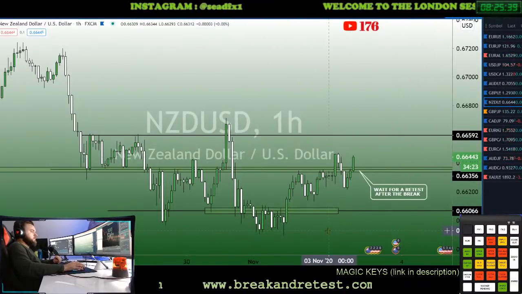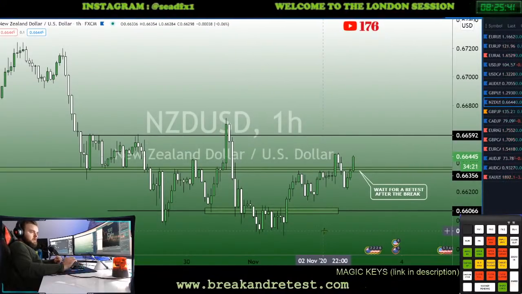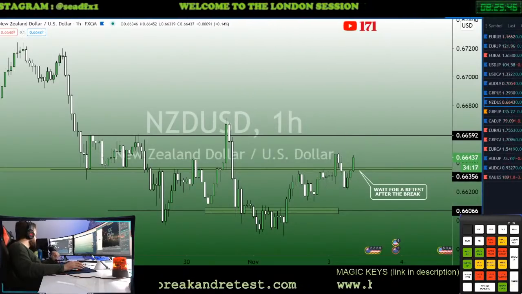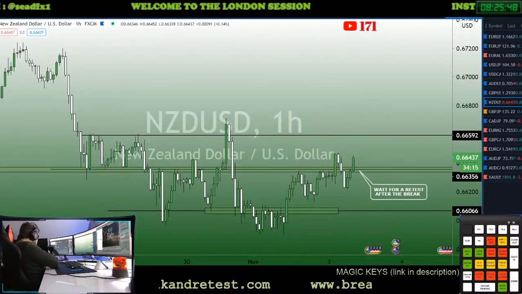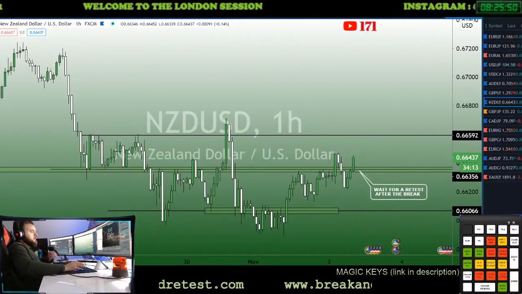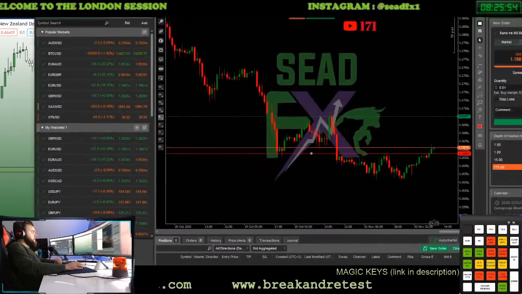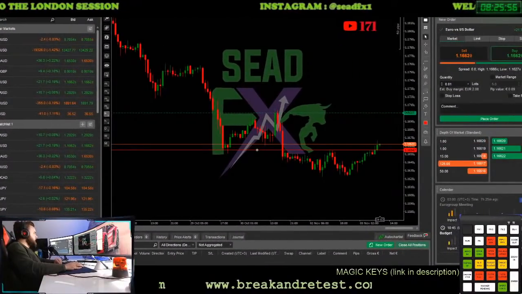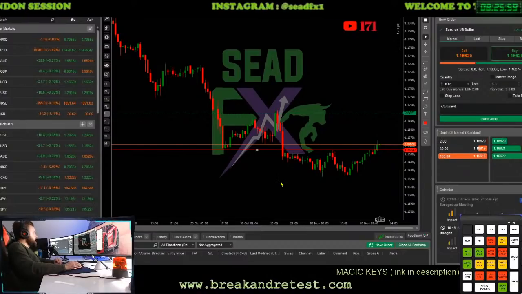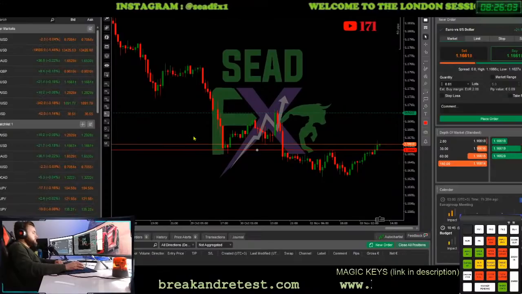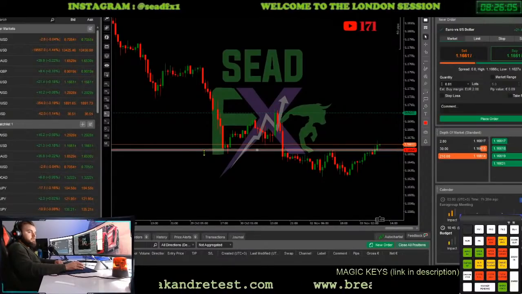We'll wait for the retest. There's plenty of time. We need to wait. Also, on the copy trade account, I didn't take any trades after the CAD JPY. I only took that one. So we're still waiting for another one.